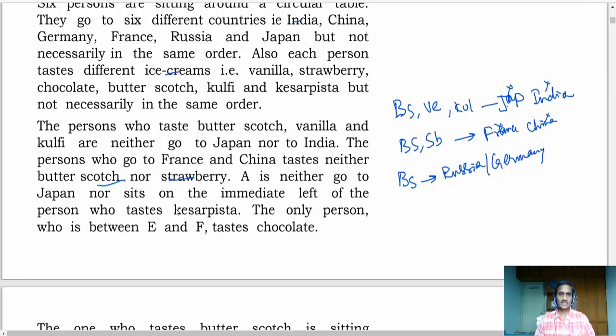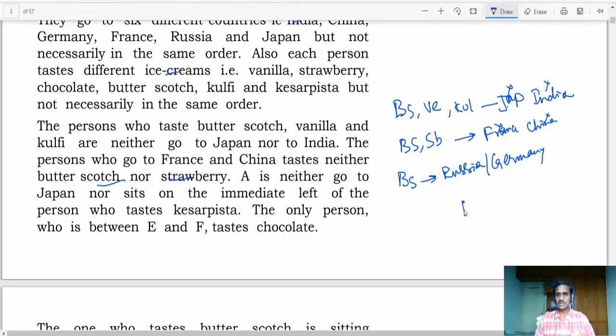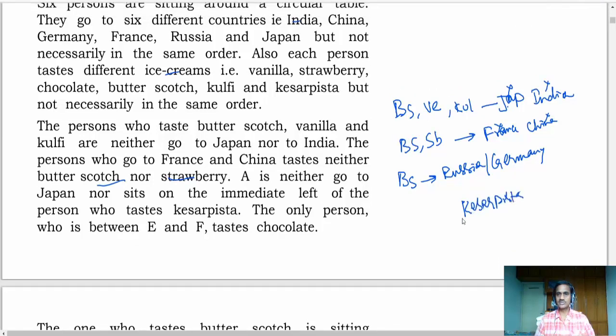A neither goes to Japan nor sits on the immediate left of the person who tasted kesar pista. Kesar pista's immediate left-hand side is not A. A neither went to Japan, and A is not on the immediate left-hand side of the person who tasted kesar pista.